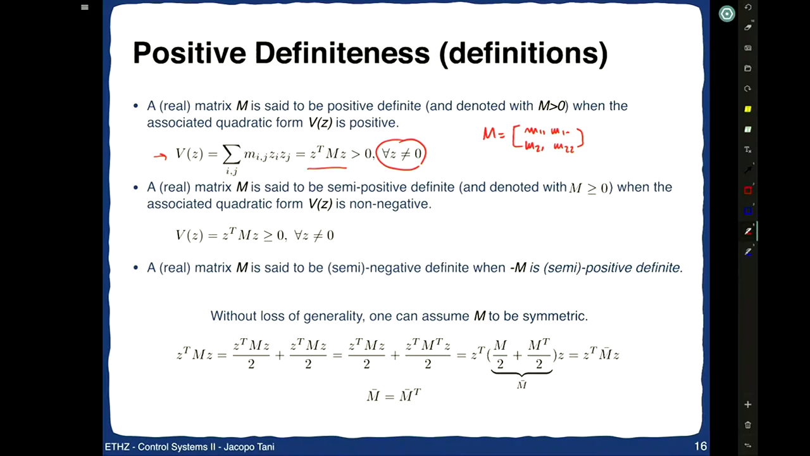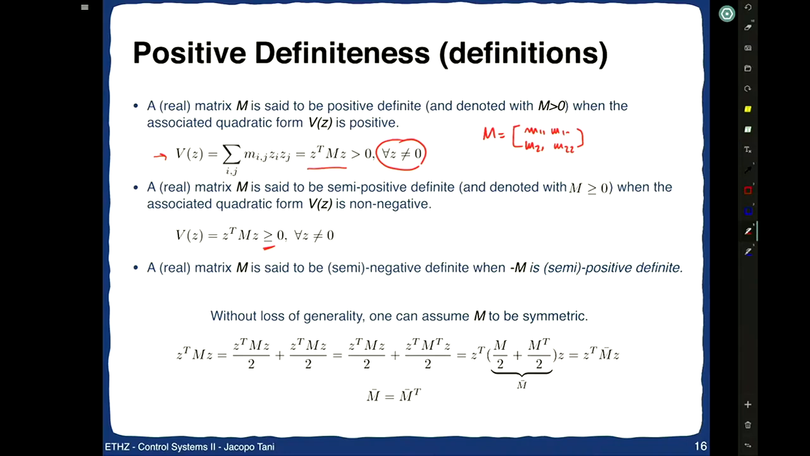If instead there exist some combinations such that this value is not just strictly positive, but it could be even equal to 0, then it's called semi-positive definite. And a matrix is defined as negative definite instead if its opposite is positive definite. And these positive definite matrices are nice because they have some nice mathematical properties that are going to come in handy.